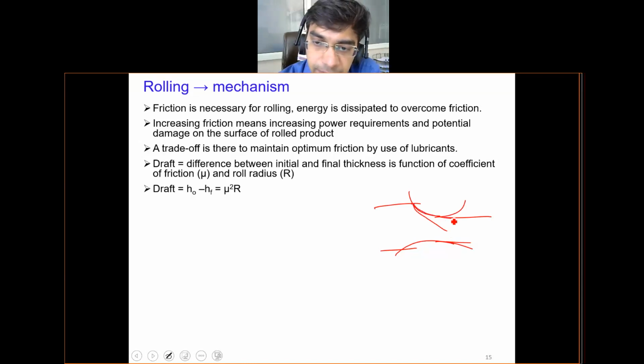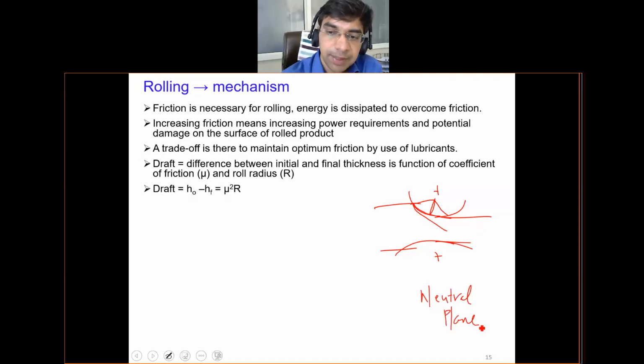As the workpiece passes through these two rolls, the compressive forces build up here. To a certain extent they build up, and just before exit, the compressive forces drop. The plane where the compressive forces are at the maximum value is known as the neutral plane. Just before exit, the forces drop, and then the material is removed.